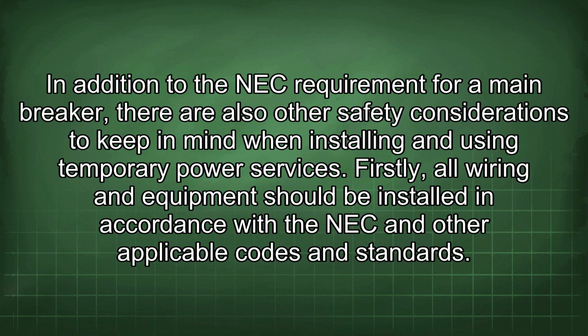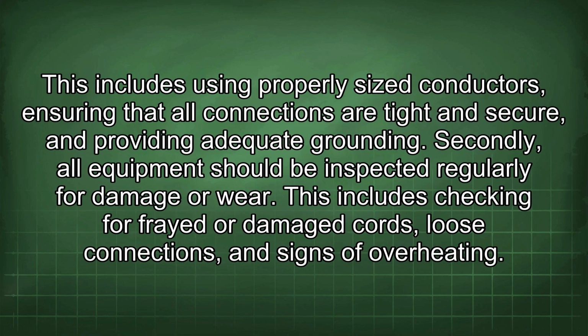Firstly, all wiring and equipment should be installed in accordance with the NEC and other applicable codes and standards. This includes using properly sized conductors, ensuring that all connections are tight and secure, and providing adequate grounding. Secondly, all equipment should be inspected regularly for damage or wear. This includes checking for frayed or damaged cords, loose connections, and signs of overheating.